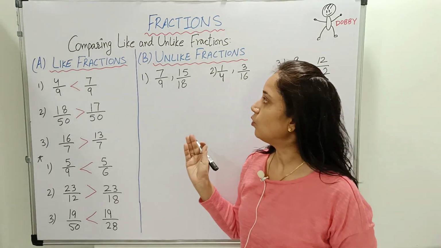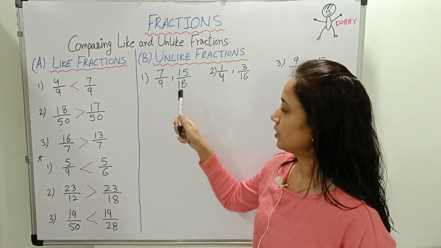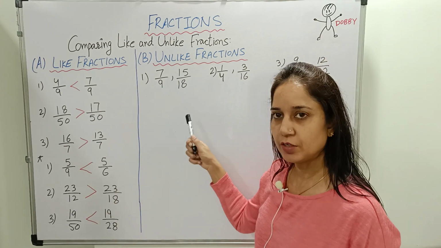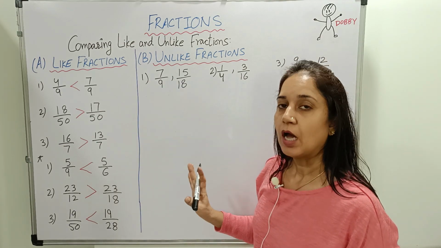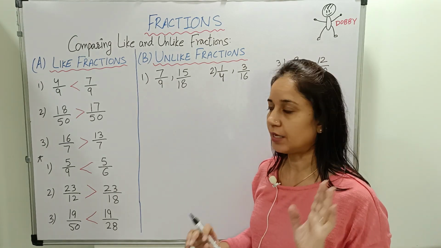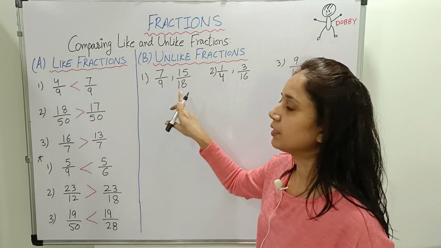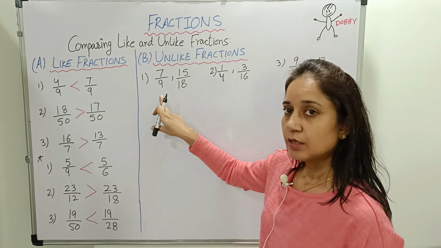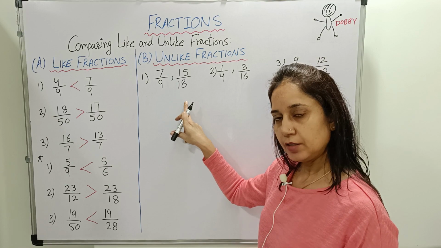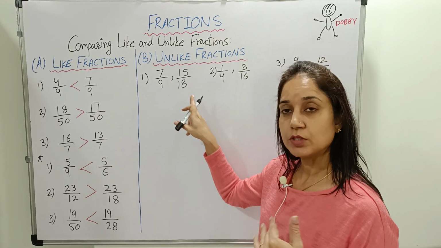Now let us see how to compare unlike fractions. Here you can see 7 upon 9, 15 upon 18. Both have different denominators. So how to compare unlike fractions? We can compare fractions when they are like. So first, you have to make them like fractions. Check mentally first. Can 9 be turned into 18? Yes, 9 2s are 18.